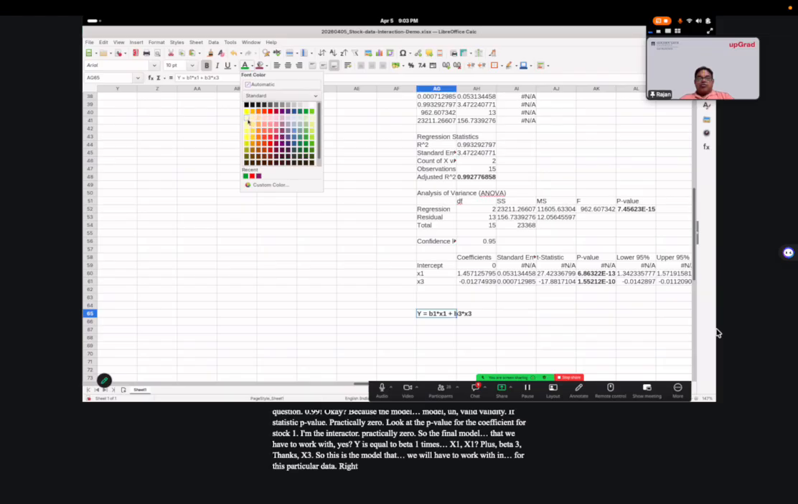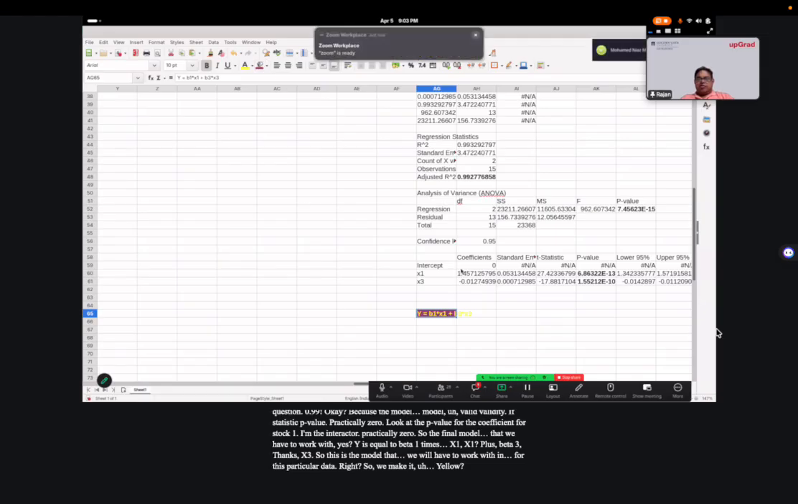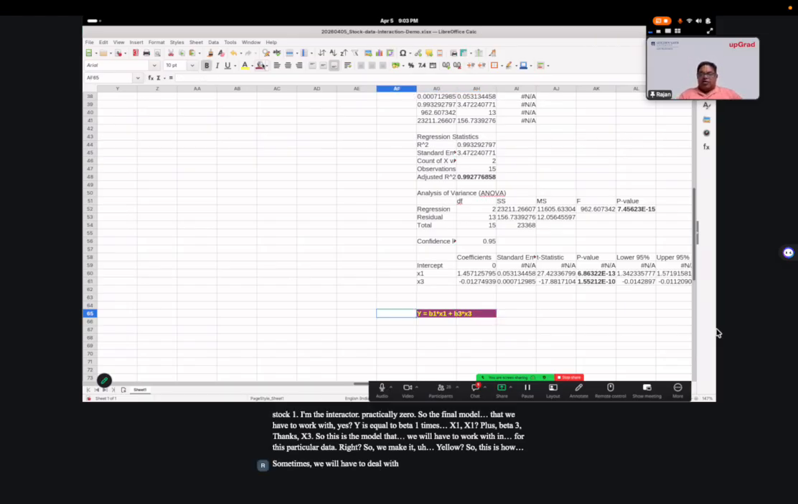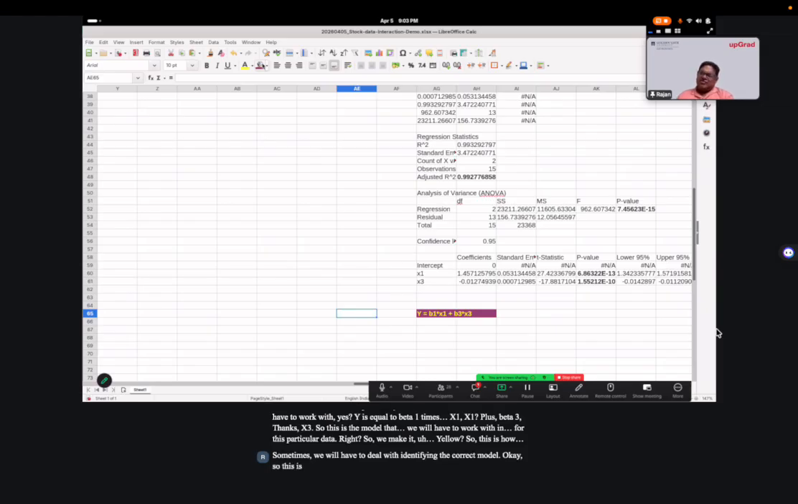right? So let me make it yellow. So this is how sometimes we will have to deal with identifying the correct model. Okay, so this is a very egregious example on interaction, how interactions could become a headache.